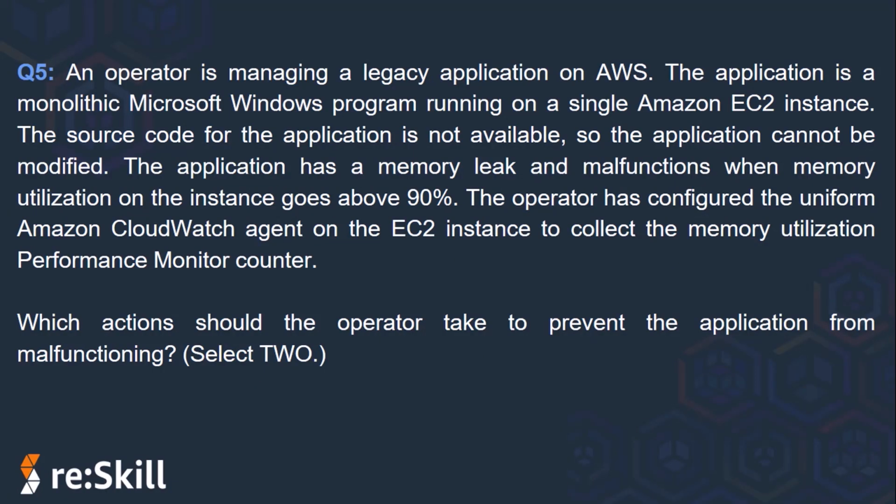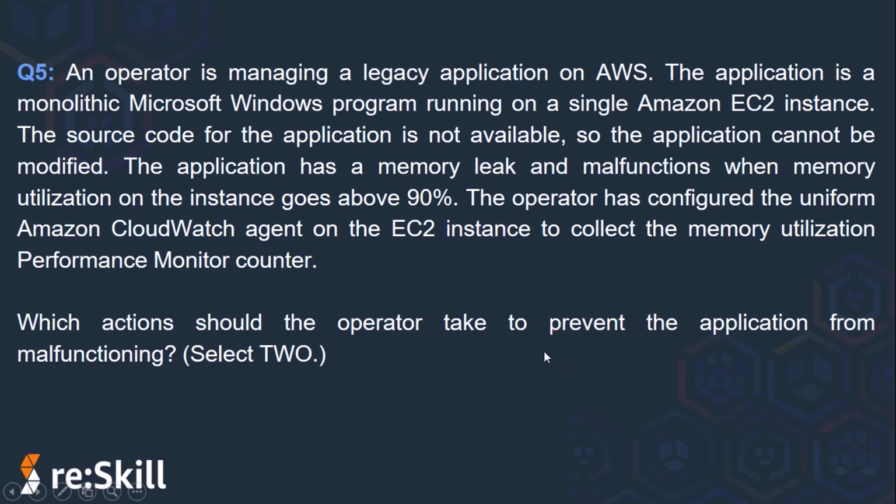So here we come to the fifth question. An operator is managing a legacy application on AWS, and the application is a monolithic Microsoft Windows program running on a single EC2 instance. The source code for the application is not available, so the application cannot be modified, and it has a memory leak and malfunctions when memory utilization on the instance goes above 90%. The operator has configured the unified CloudWatch agent on the EC2 instance to collect the memory utilization performance monitor counter. Which actions can we take to prevent the application from malfunctioning?